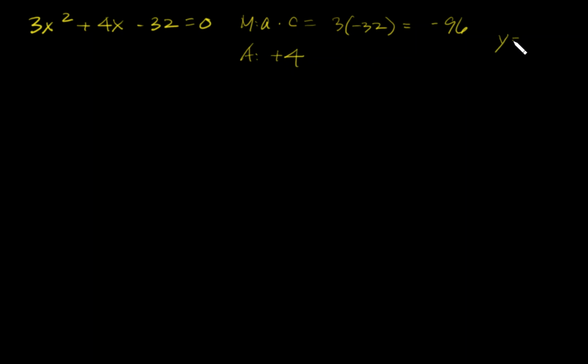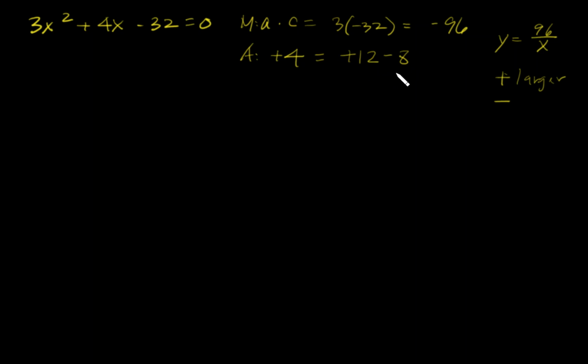Remember, I told you that you could put this into the graphing calculator like this and then find the factors. Now, the factors, one's going to be positive and the other's going to be negative. And since we see the plus here, the larger factor is going to be positive. Okay, so the factors that we have are a plus 12 and a negative 8.